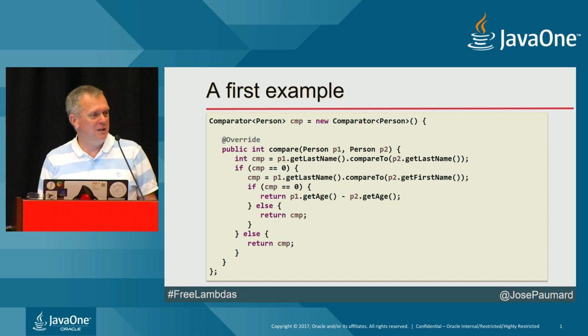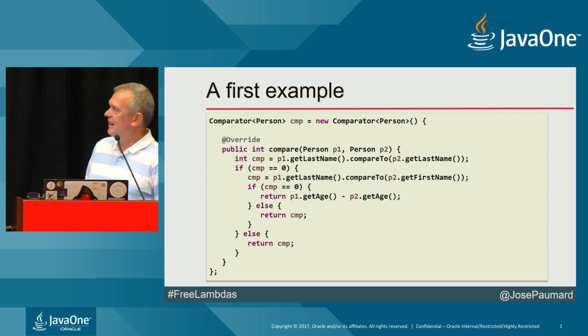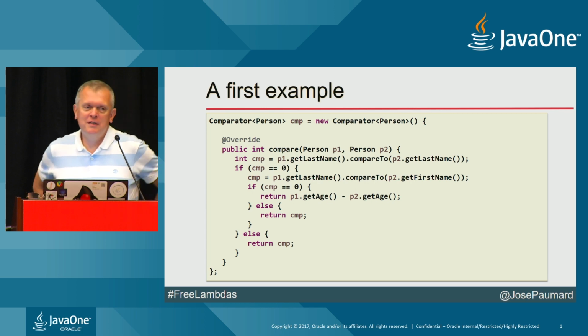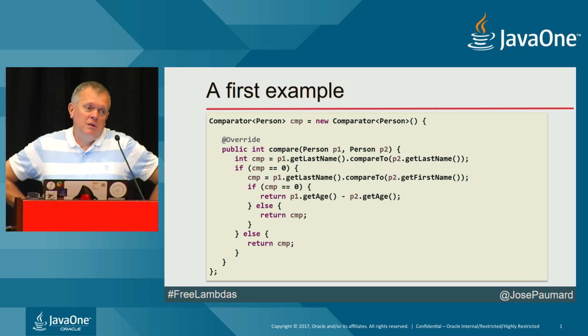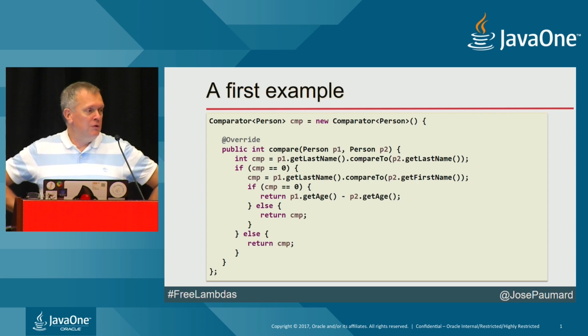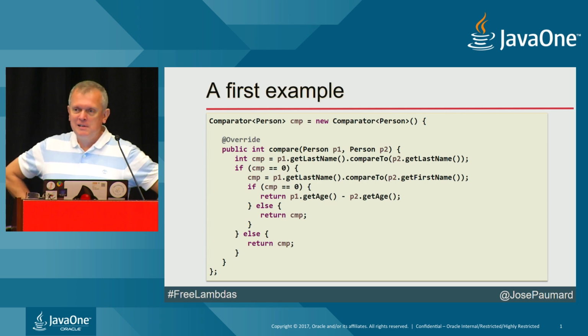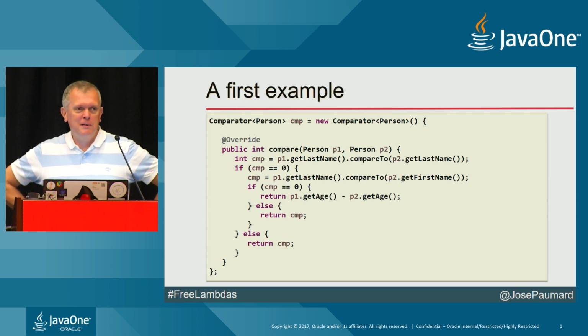What is this code doing? Compare people using their last name, then using their first name, and if the last name and the first name are the same, which can happen, of course, compare using the ages. Yeah. How about readability?